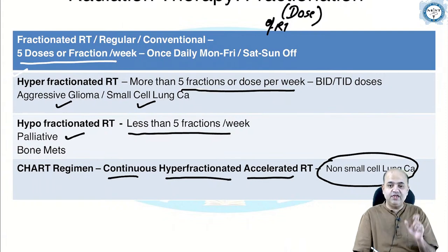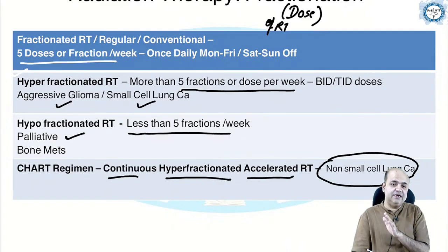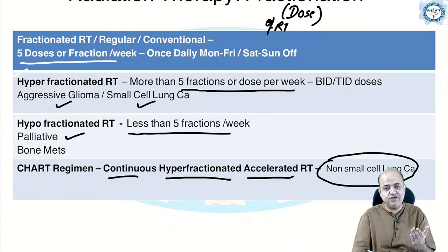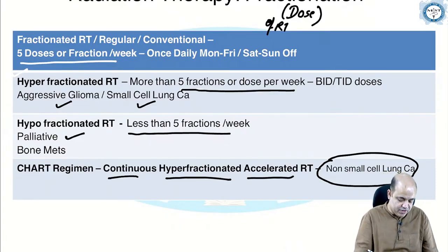So fractionation is related to the dosing of radiotherapy. Normal is once daily for 5 days, Monday to Friday, and Saturday, Sunday is off. Hyperfractionated is more than once daily, and that is given for aggressive tumors. Hypofractionated is less than once daily. It is used for palliative radiotherapy.